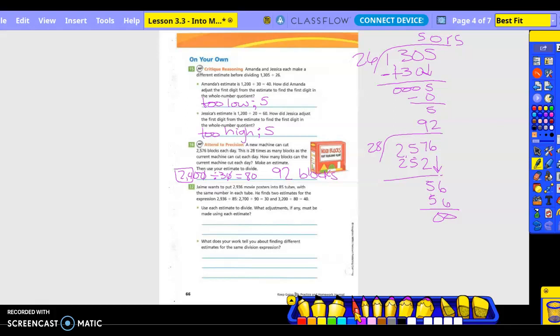Okay. Number 17, Jamie wants to put 2,936 movie posters into 85 tubes with the same number in each tube. He finds two estimates for the expression 2,936 divided by 85. The first estimate is 2,700 divided by 90, and the next one is 3,200 divided by 80 equals 40. Use each estimate to divide. What adjustments, if any, must be made using this estimate? So 2,936 divided by 85. Okay, so we said 85 could be about 9, right? Okay, so we need to decide, are we using the 8 or the 9? Okay, so what do you guys think?